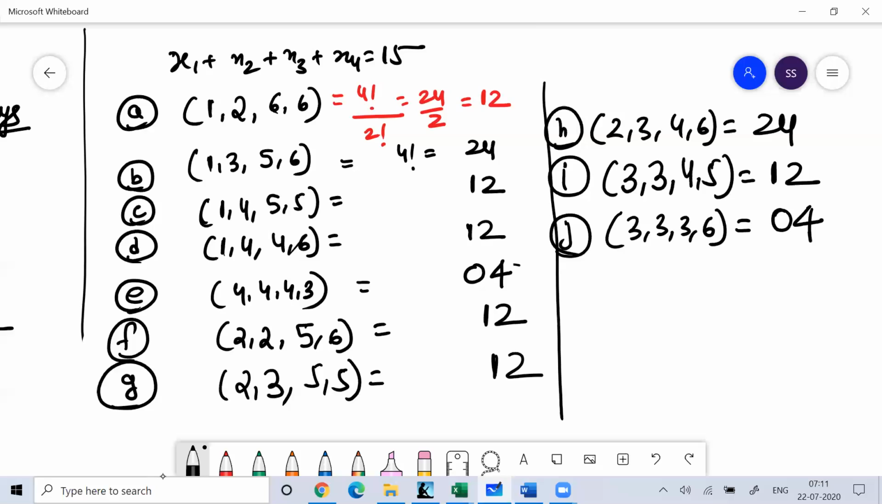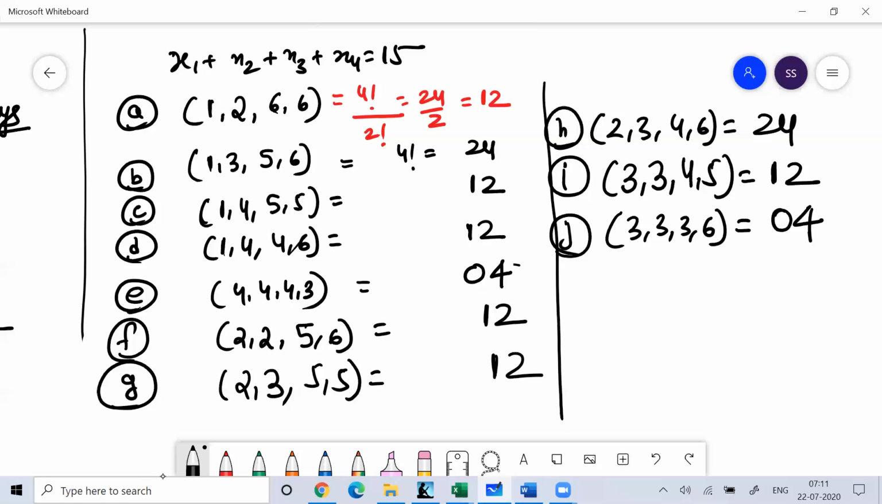5, 5, 10. Then 5 means 1, 4. 5, 5, 1, 4 that I did. Then 2, 3 also I tried. Then with 6, 6 also I think I've tried.